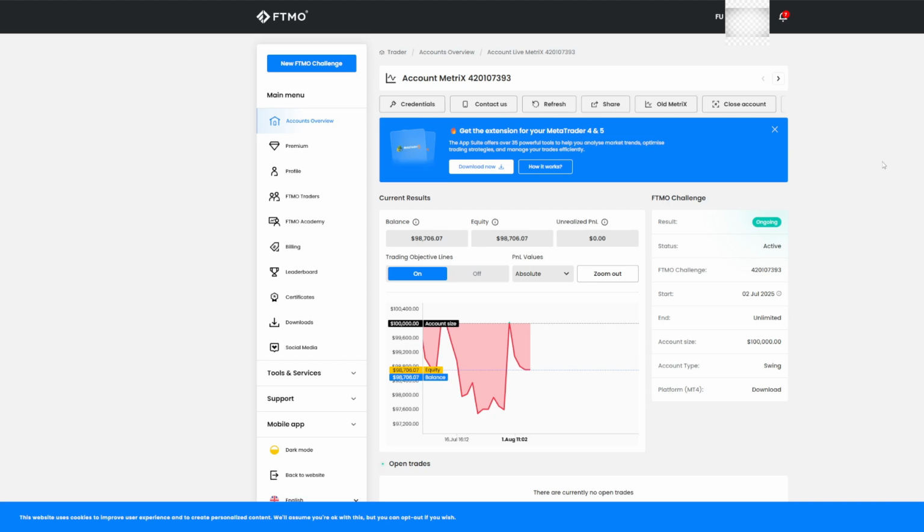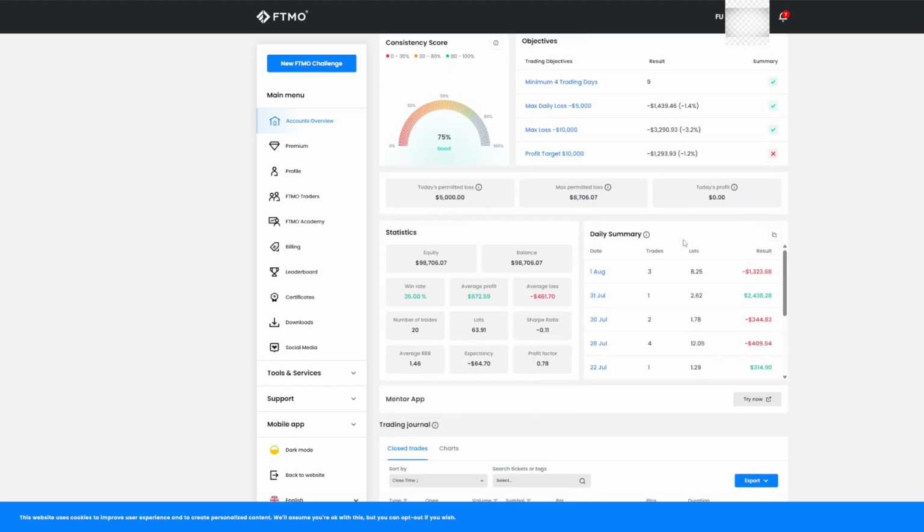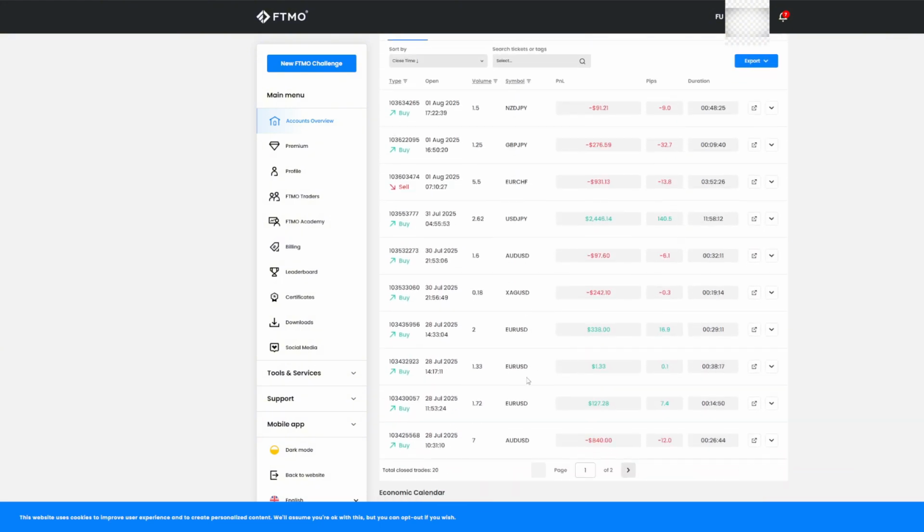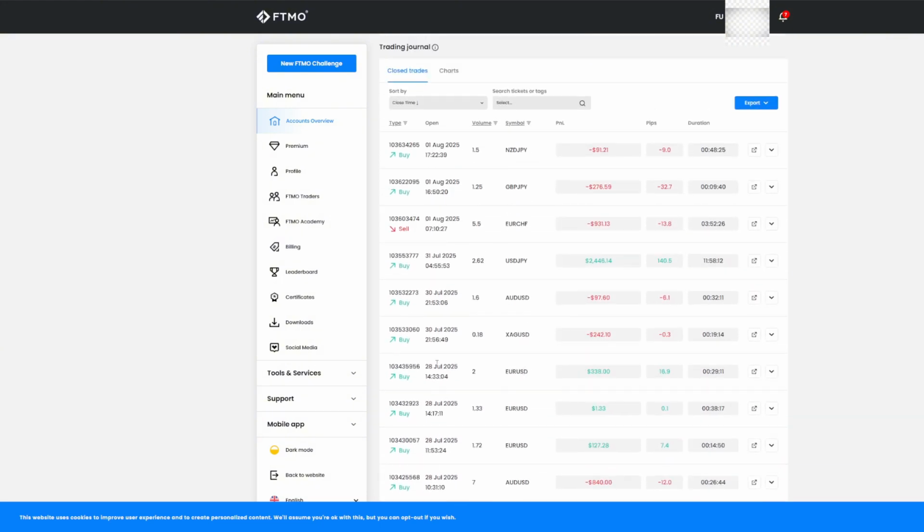So this week I took quite a few trades. I definitely overtraded a bit. I'll talk into details what trades were what. As you can see, my current equity is 98.7. This week I traded on 4 days. You can see I traded on 28th, 30th, 31st and 1st August. So I'll go through all the trades.